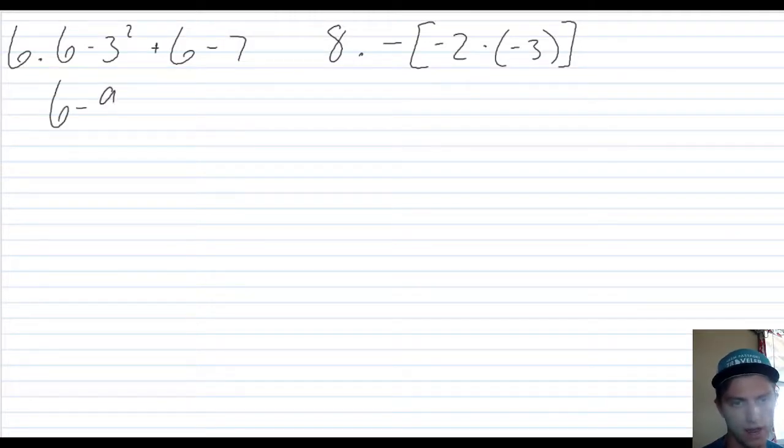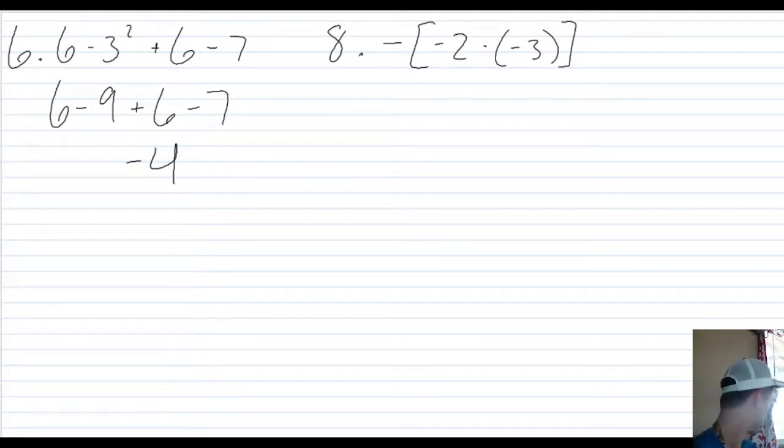We'll rewrite everything that we haven't touched. All right, next: parentheses no, exponents no, multiplication, division no, addition, subtraction yes. We'll do it left to right. 6 minus 9 is negative 3. Negative 3 plus 6 is 3. 3 minus 7, negative 4. Okay, to the right we have negative outside of brackets, negative 2 times negative 3, bracket.